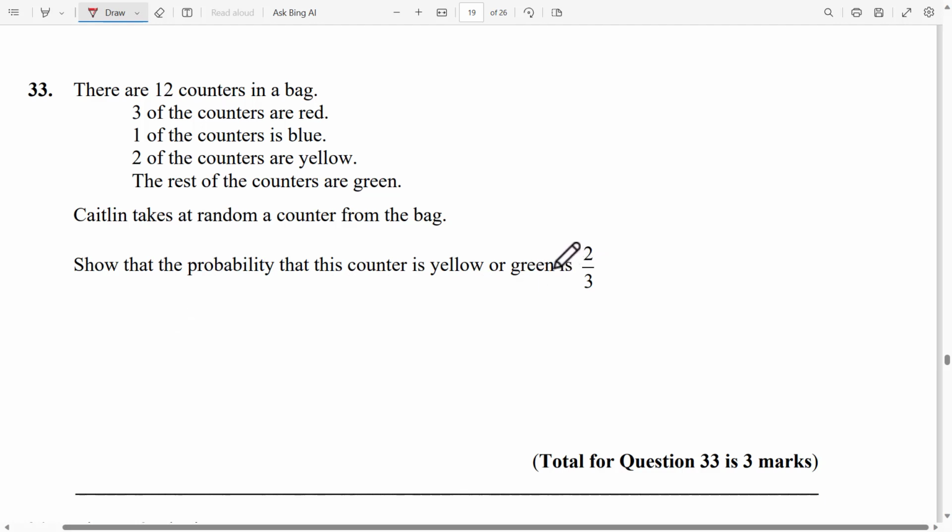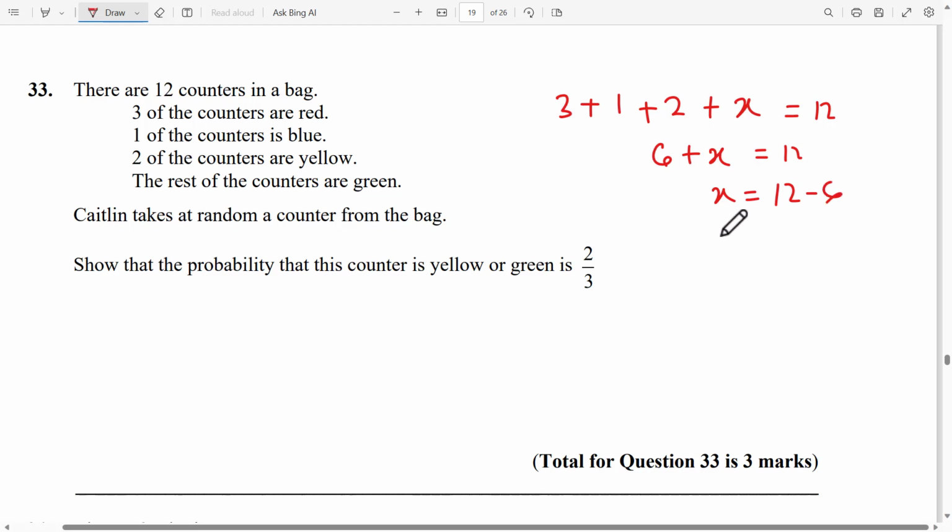So first we need to add up the colors that we already have, which is 3 plus 1 plus 2, and of course the rest, which we'll call x. If you add them, you get 12. So that's 6 plus green, and the total was 12. So x is definitely 12 minus 6, which is 6. So this is just green.